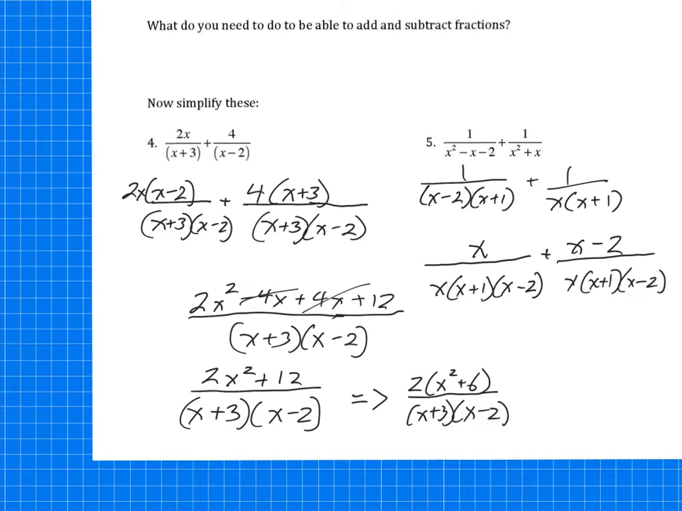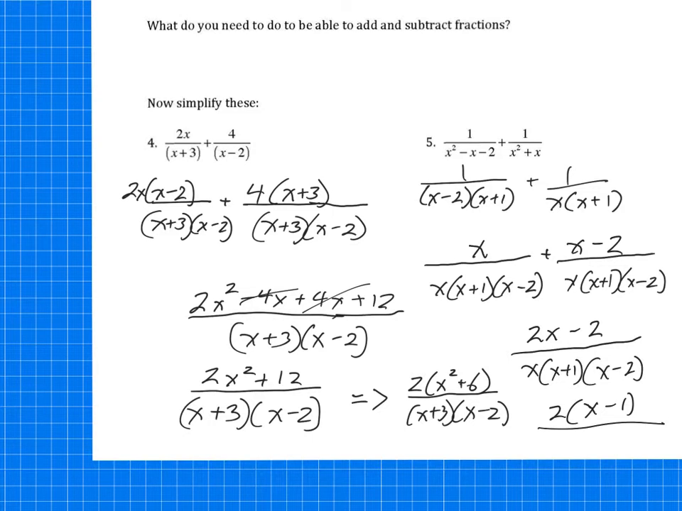So the final answer is going to be X plus 2X, we can simplify it right away, right? Minus 2 over X plus 1, X minus 2. And I should factor the top because I can, see if it matches anything. Does it? I've got 2 times X minus 1. So it doesn't, right? Over X times X plus 1 times X minus 2.